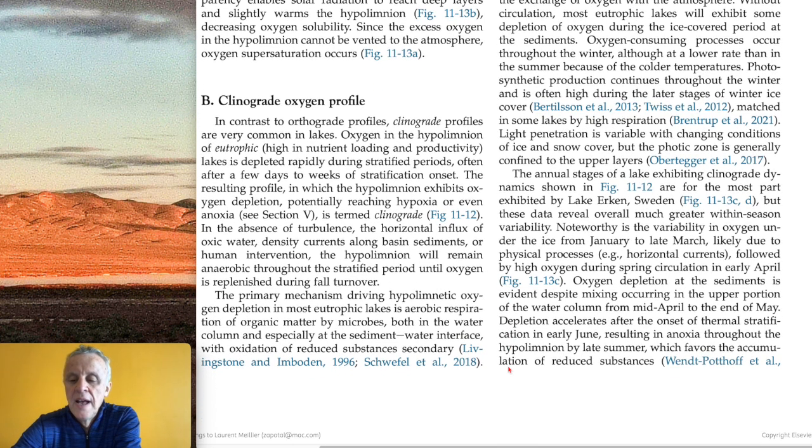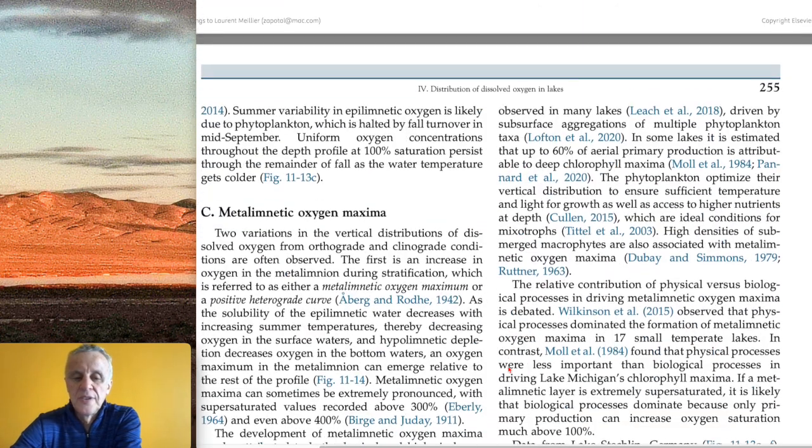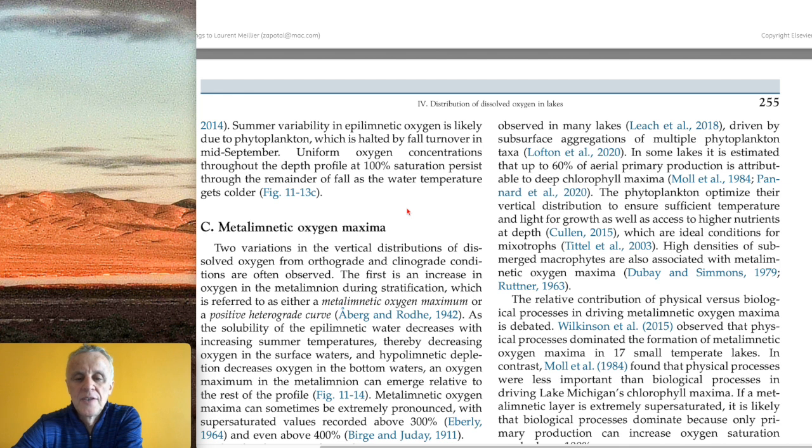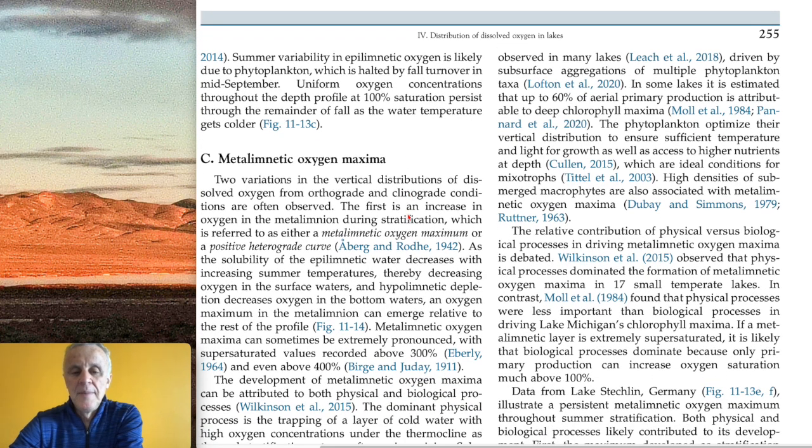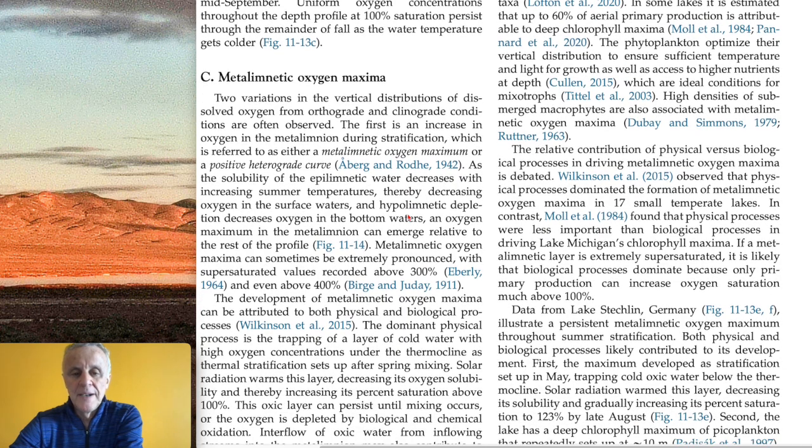Depletion accelerates after the onset of thermal stratification in early June, resulting in anoxia throughout the hypolimnion by late summer, which favors the accumulation of reduced substances. Summer variability in epilimnetic oxygen is likely due to phytoplankton, which is halted by fall turnover in mid-September. Uniform oxygen concentration throughout the depth profile at 100% saturation persists throughout the remainder of fall as the water temperature gets colder.